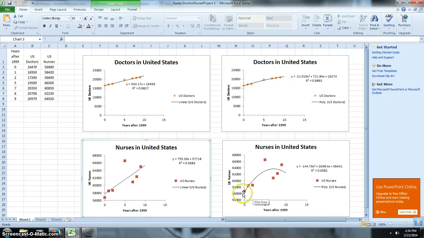And in nurses, you can see that the polynomial form is very accurate compared to the linear form because it does slowly increase, but then it comes to a decrease, and you can't see that in linear form. Here are the numbers for the years after 1999, how many doctors there are and how many nurses there are.